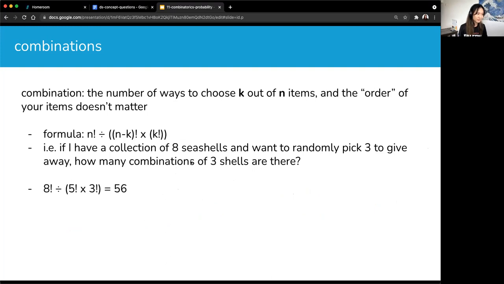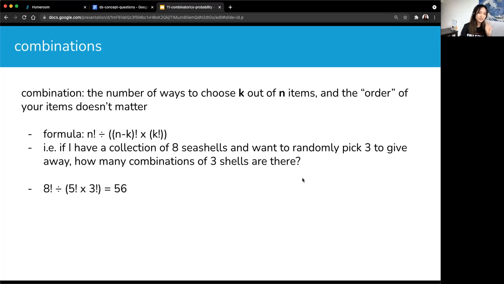So same numbers. Here I have a collection of 8 seashells, and I want to randomly pick 3 to give away. How many combinations of 3 shells are there? So the very minor difference here is the order of my seashells doesn't matter in the same way the order of my songs that this band is playing matters. So that's the difference here. For combinations, the order doesn't matter.